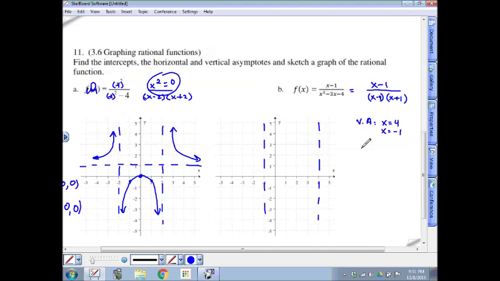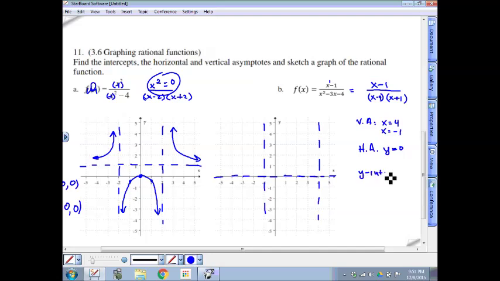Now, this case for the horizontal asymptote is a little different because the numerator is a degree 1 polynomial and the denominator is a degree 2. Anytime the numerator has a smaller degree than the denominator, that means the horizontal asymptote is at 0, right along the x-axis.